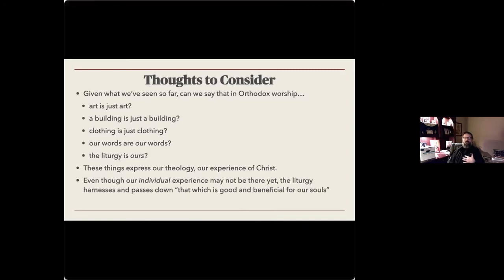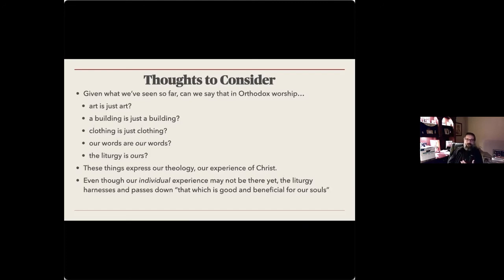And so even though our own individual experiences might not be there yet with regard to grasping some of these concepts, or we may never scrape the bottom of the barrel, it doesn't matter, because the liturgy is there and harnesses these things and passes down those things that are good and beneficial for our souls. This is why we as Orthodox, at least on paper, have a respect for the holy tradition of the church, that we don't just go and do things willy-nilly. We don't just put this thing here in the church because I like it there, or install this thing here because my yaya liked it there, or whatever it is. I mean, there's a place for that sort of popular piety.